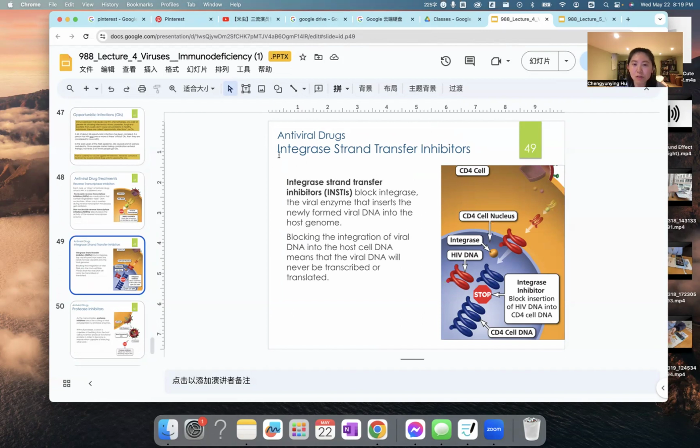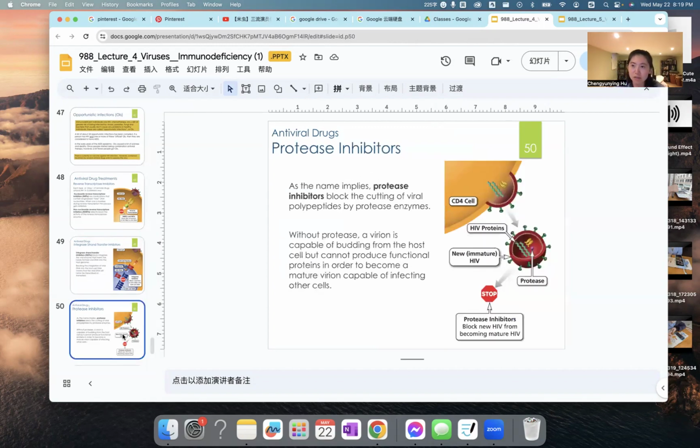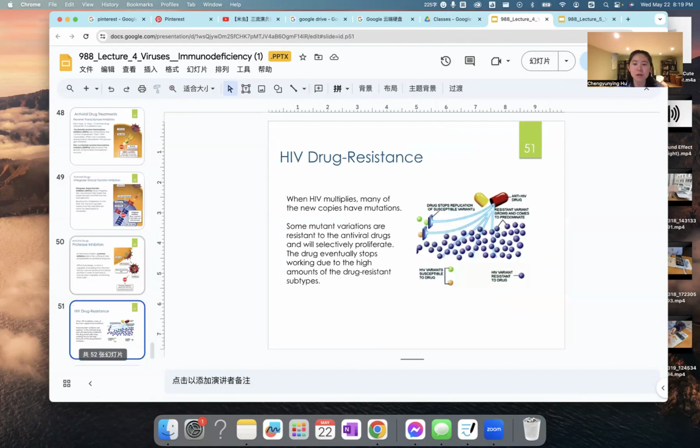So the function of this medication is in the name, integrase strand transfer inhibitor. It's inhibiting the integrase enzyme. Integrase is used to integrate the virus DNA into the human DNA. So everything is in the name. Don't try to memorize it.